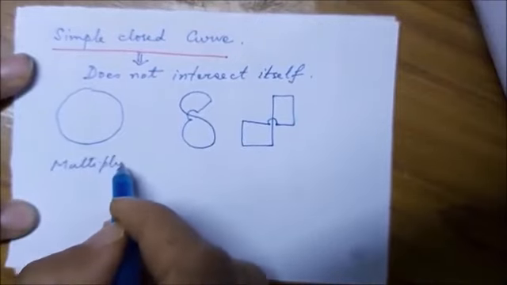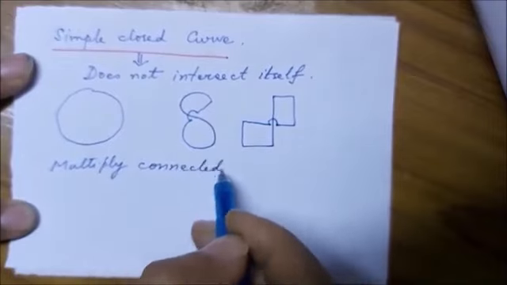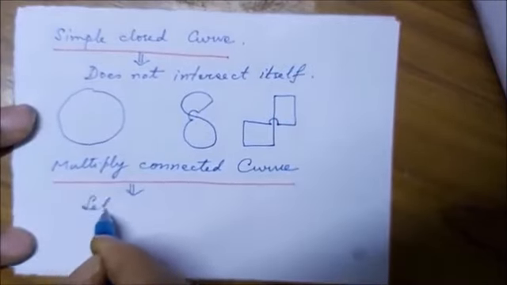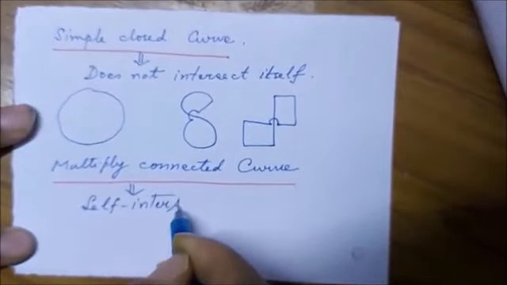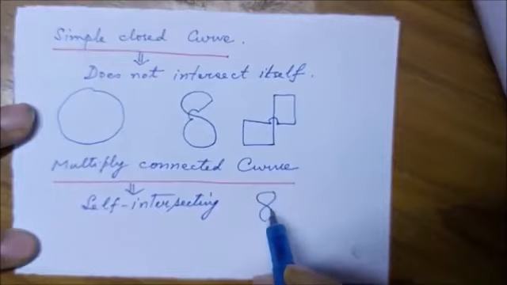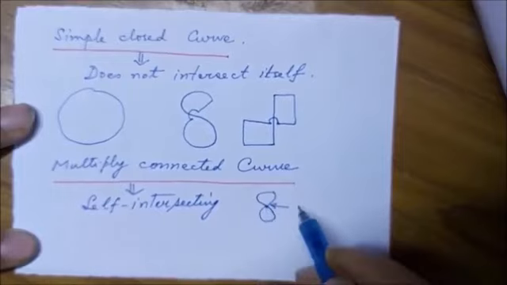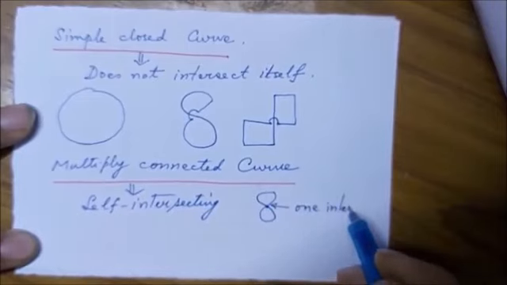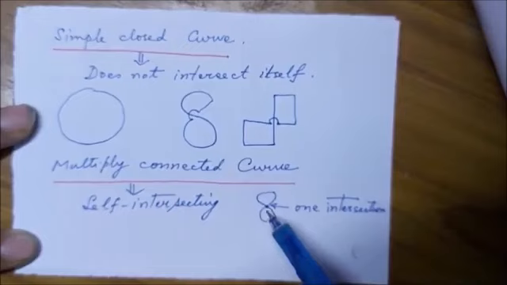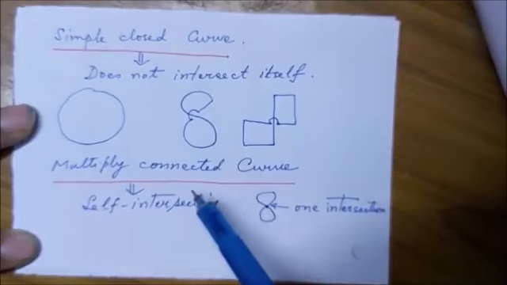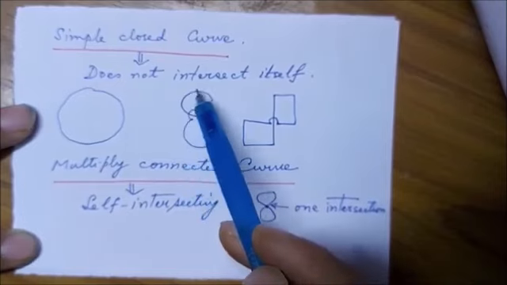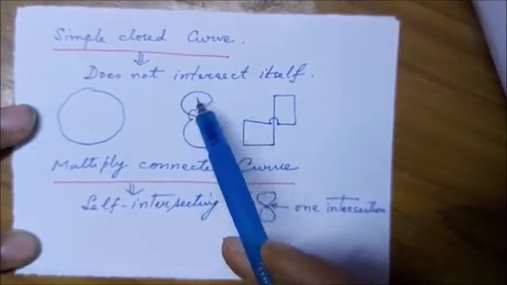Another type of curve is a multiply connected curve. Now such curves intersect themselves, they are self-intersecting. For instance, here is the point of intersection. It intersects at this point, and there is one intersection. Both look like the numeral 8, but here there is an intersection and therefore it is multiply connected. It has two loops being connected here, but in this case there is no such connection. It is a single curve, so it is a simple closed curve.